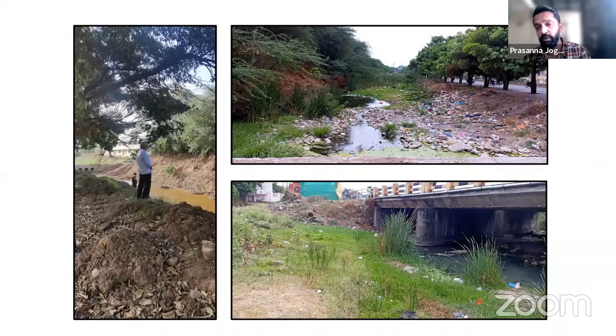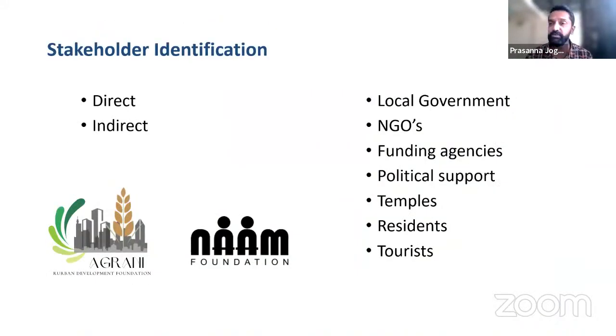So after identifying the problems, the main task for us was identifying the different stakeholders who were involved with this river. There were some direct stakeholders and indirect stakeholders. So we talked to the local government, and also talked to the politicians in that area. Basically, this project came up as an idea as a result of discussion with one of the young political leaders in that area, Mr. Rohit Patil. And we talked to different NGOs, we talked to funding agencies, and we got some political support.